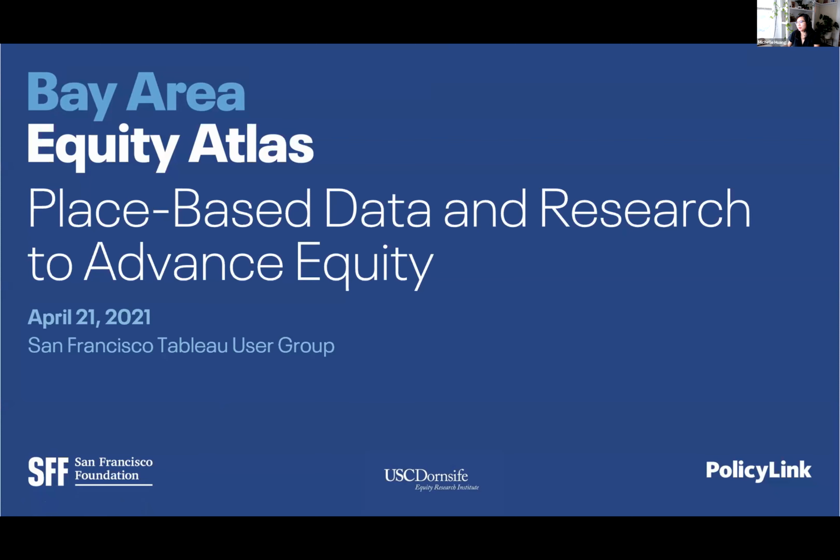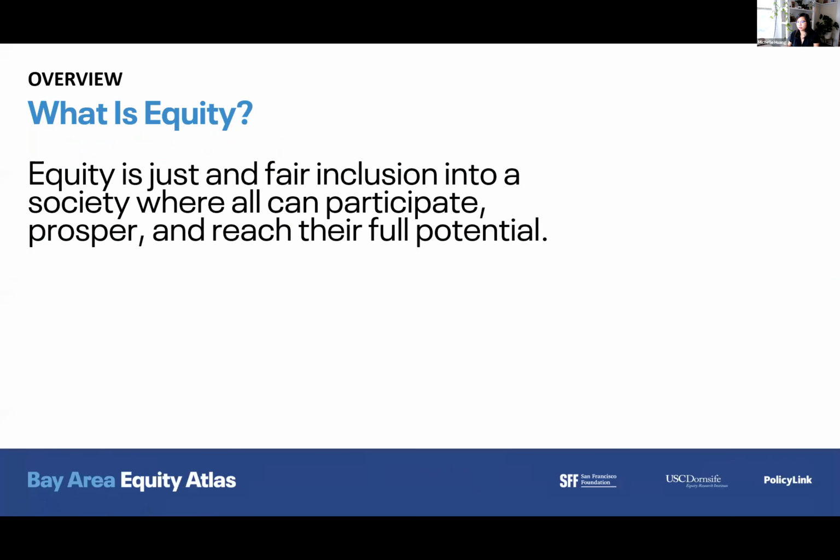I'm excited to share with you the Bay Area Equity Atlas that Channing mentioned. Before we dive into the work that we do at the National and Bay Area Equity Atlas, I want to share our definition of equity, which is just and fair inclusion into a society where all can participate, prosper, and reach their full potential. COVID-19 and recent uprisings against police violence are all revealing just how critical it is for us to address inequities and to address structural racism head on.